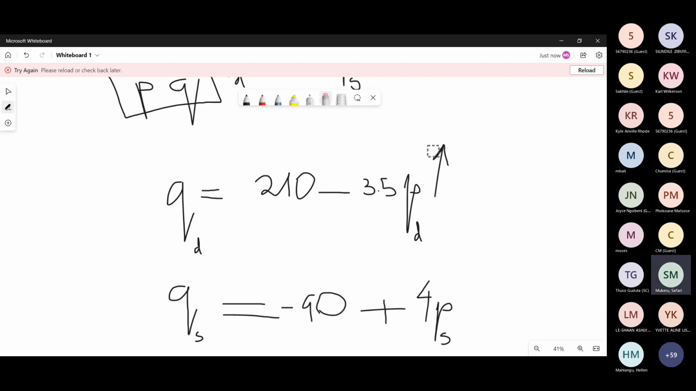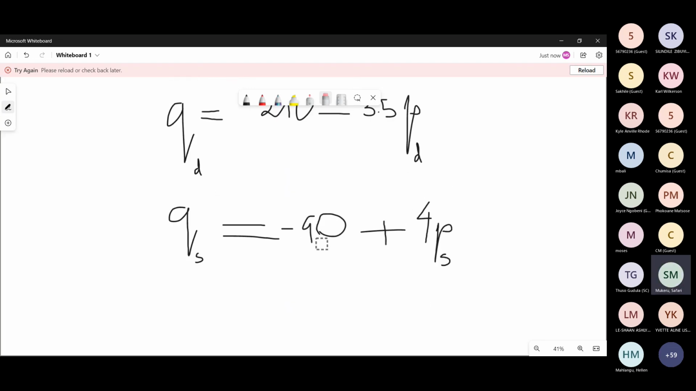Now look at the supply function. Negative 90 plus 4 PS, right? If PS increases, of course, the supplier will have more incentive to supply more products, right? If PS increases, if you are the seller and the price of your product increases, of course you will be pushed to sell more products to get more money, right?